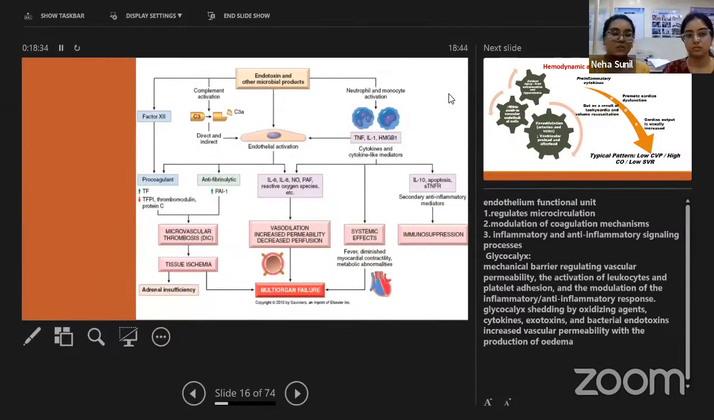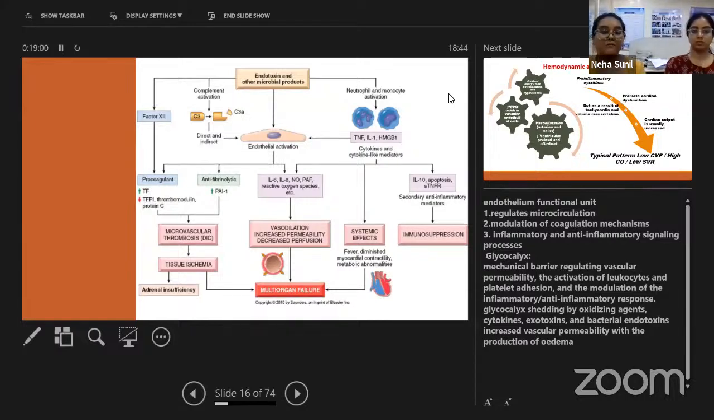Now, the endotoxins of the bacterium directly damage the endothelial tissue, and the host responds by activating neutrophils, monocytes, and complement system with release of tumor necrosis factor, interleukin-1, interleukin-6, interleukin-8, nitric oxide, and reactive oxygen species.